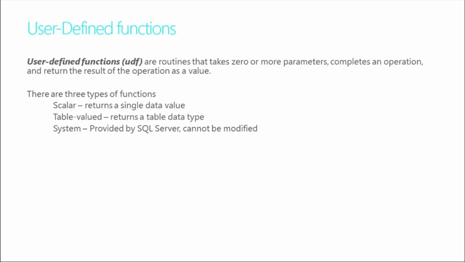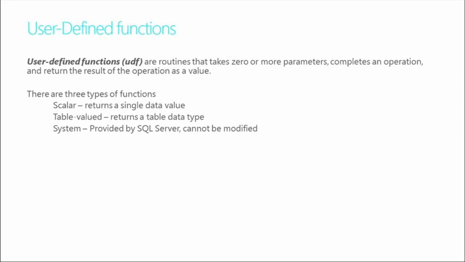These are routines that also can take parameters. It completes a specific operation and returns the result of that operation. And there are a few different types, and we'll see a couple of these at least as we go through some of our demonstration between this module and the next module. But we have a scalar function, which is going to return a single value. So we're going to see, for instance, I want to know the average cost of something. So it can return that information to me.